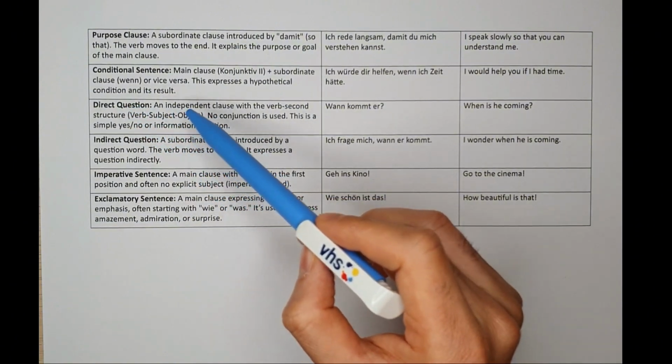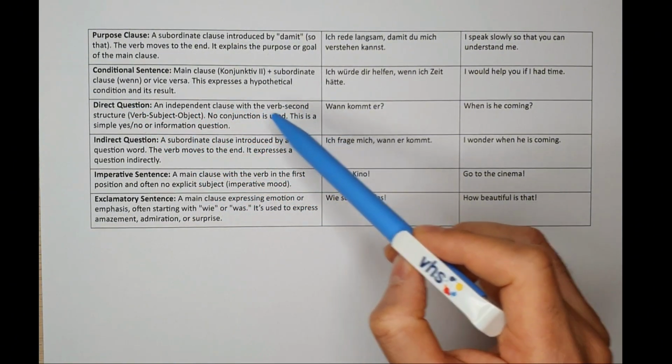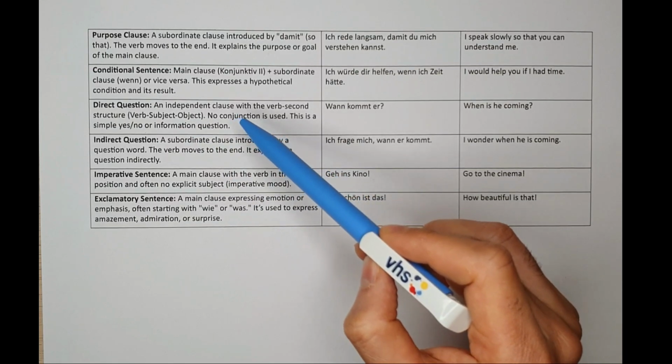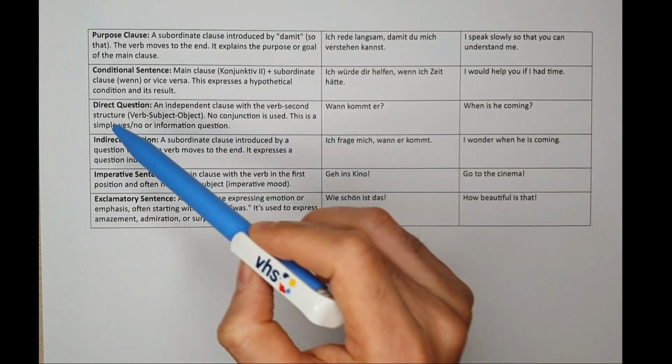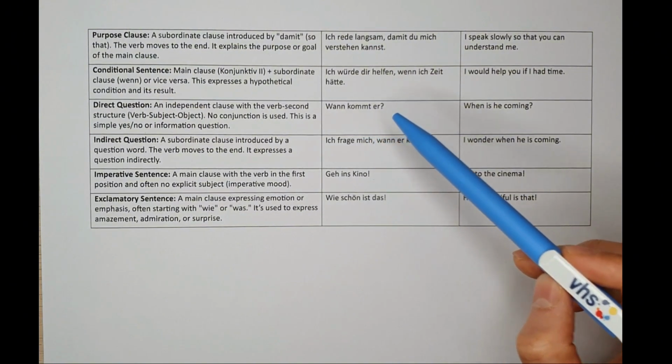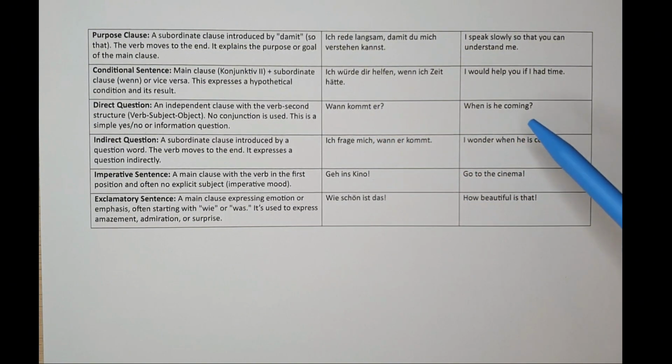Direct question. An independent clause with the verb in second position. No conjunction is used. This is a simple yes or no question or information question. Wann kommt er? When is he coming?